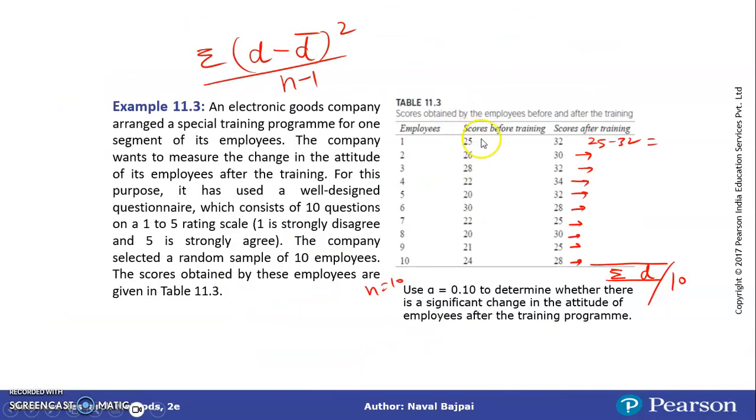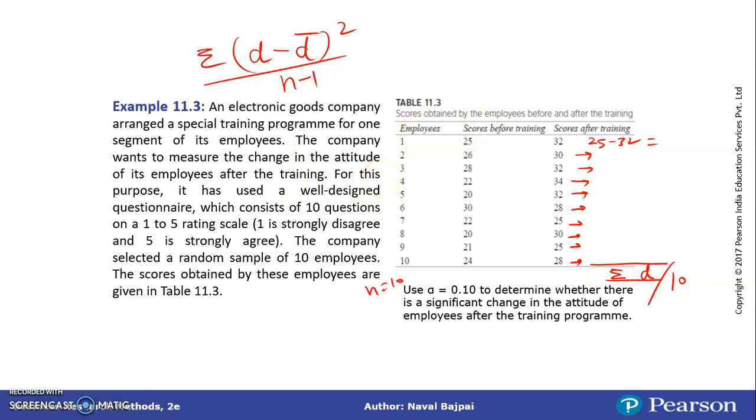So we'll have something like this. Here in table 11.3 we have 10 employees and scores are taken before training, that is this column: 25, 26, 28 and so on, and scores are taken after training, that is 32, 30, 32 and so on. We have to check whether there has been an increase in the scores after training or there has been some change after training. So please pause the video, read this question very carefully.